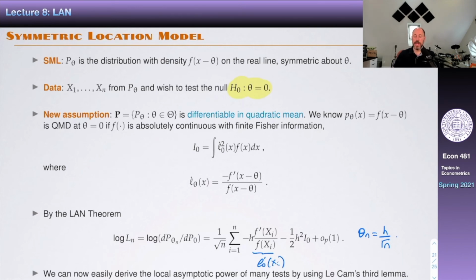And what we're going to do now is just go over the t-test, the sign test, and the Wilcoxon signed rank test. And then we're going to derive the power under the local alternatives in essentially one or two lines, just by using Le Cam's third lemma and our knowledge on how this model is differentiable in quadratic mean. Okay? Let's start with the t-test.